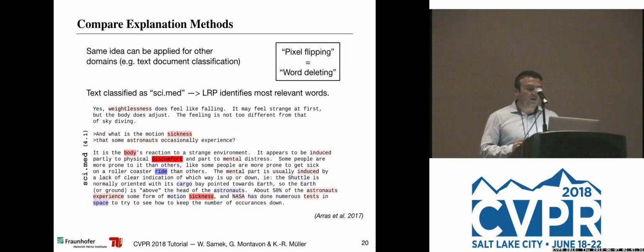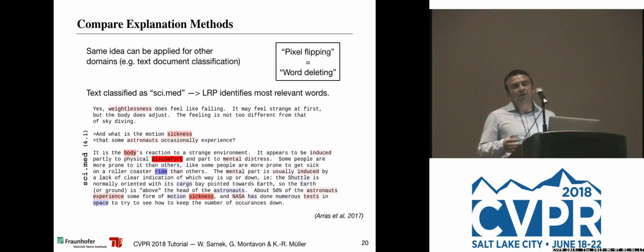We also did this for text. So here you see, we trained a neural network on the 20 Newsgroups data on a text classification, document classification task, and computed heat maps using sensitivity analysis and LRP. Here you see some relevant words. This text is classified as category medicine, and you see that the relevant words which have been identified are body, discomfort, sickness, which kind of makes sense intuitively, as they are related to a medical topic.